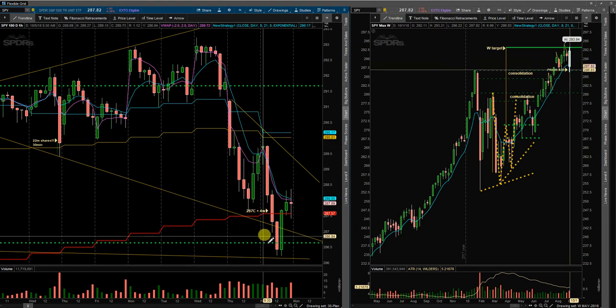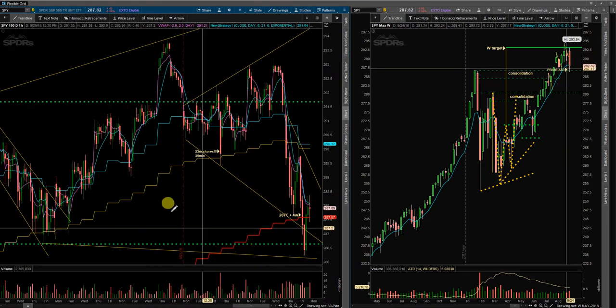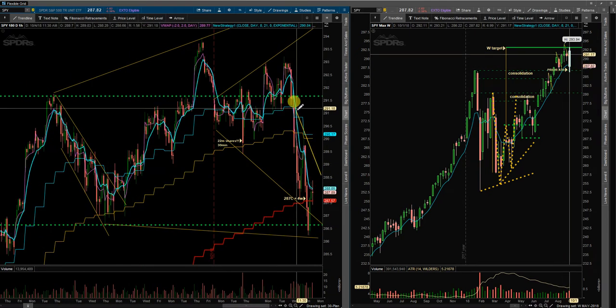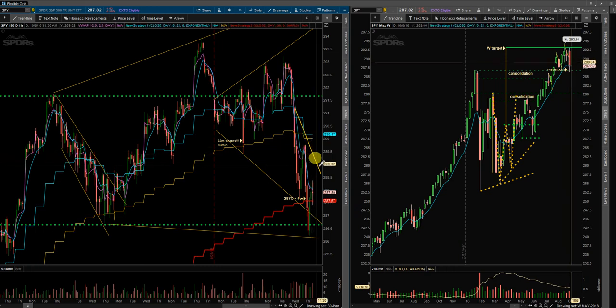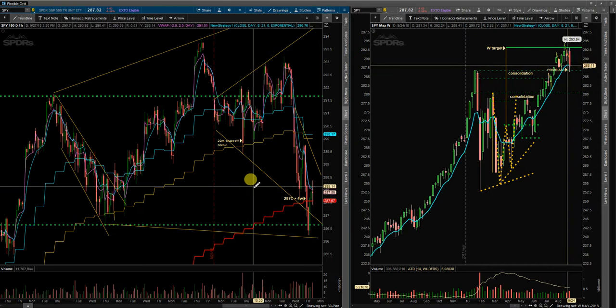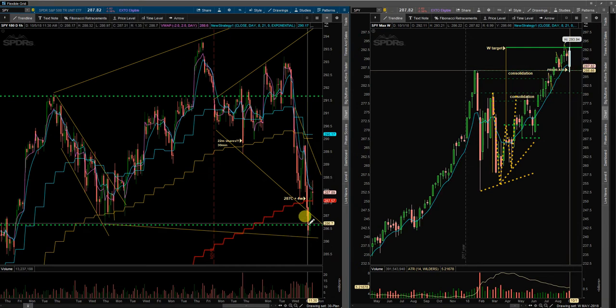Looking for a base to set up here, maybe an inverted head and shoulders, probably going to be more of a broadening wedge type of pattern or a channel that breaks like what happened over here. I have this line drawn right here. If price action pierces this line, about 288.5, probably on Monday, it simply implies that the bearish pressure is subsiding and we're going to set up into a base.